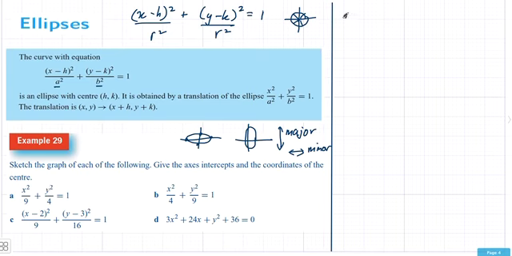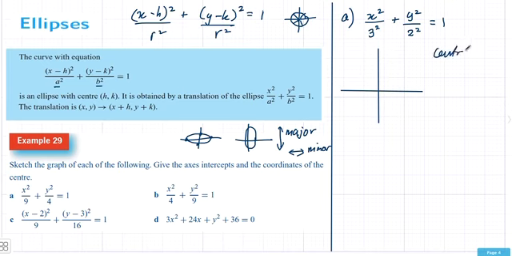So if we have a look at these ones, we've got the first one, A, we've got x squared on 9. I'm going to write this out as 3 squared, so like it's a radius squared, and y squared on 4, which I'll write as 2 squared. When I sketch this now, I know from my equation that there's no translation, you see there's no h and no k, no shifting terms here, so my center will actually be at the origin, and our radius in the x direction will be 3, our radius in the y direction will be 2 because that's what's underneath the y.